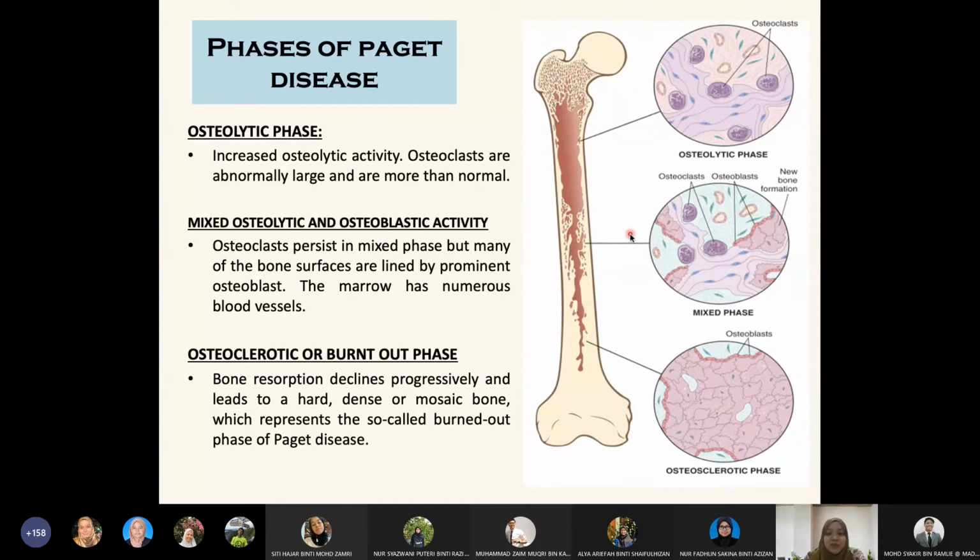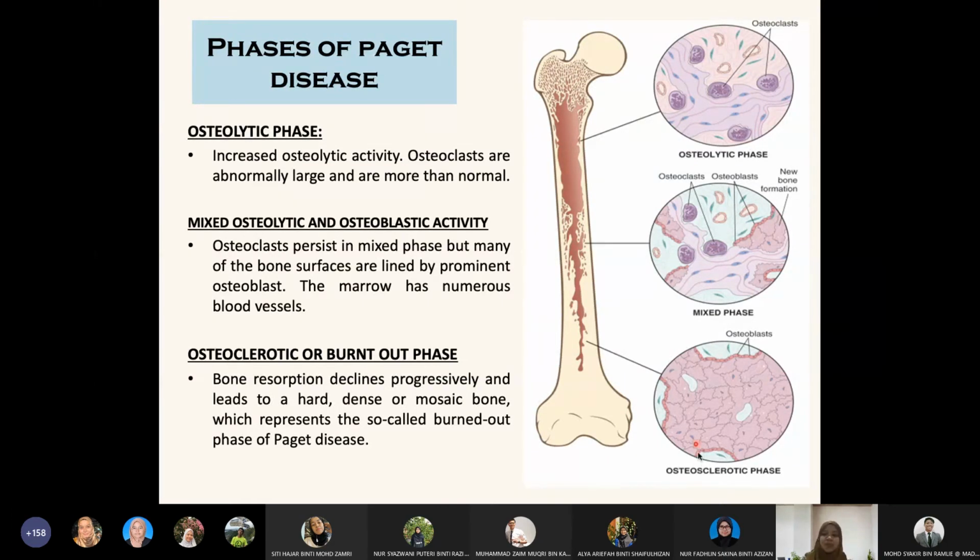And then it will proceed with the mixed osteolytic and osteoblastic activity. So there is going to be a mix of osteoclasts and osteoblasts. Okay, the bone surface will be lined by prominent osteoblasts, and there will be numerous blood vessels. Can you see this? These are the blood vessels. Okay, this is the osteoblast. This is the osteoclast. This is the mixed phase.